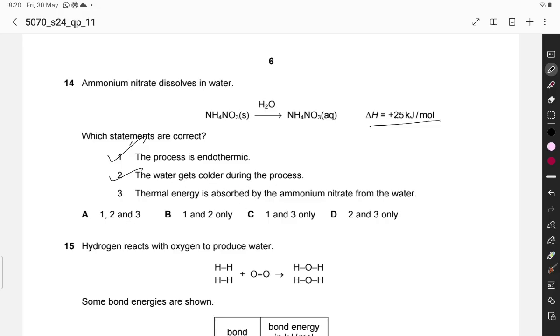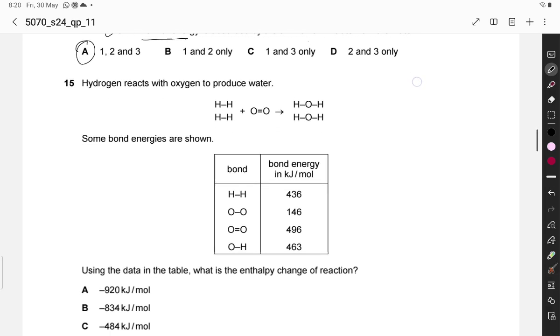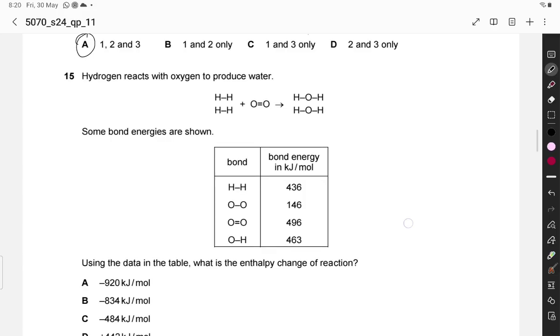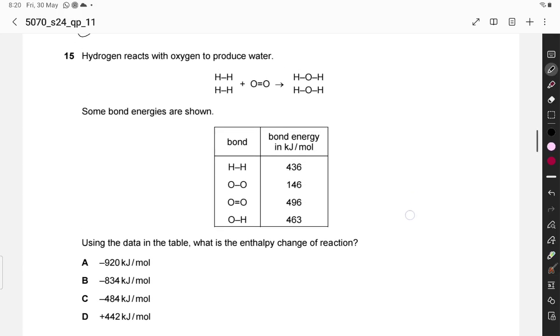Thermal energy is absorbed by the ammonium nitrate. Yes, it is correct. Heat is absorbed by the ammonium nitrate from the water. So this is also a correct statement. So A option, 1, 2, 3 are correct. So A option is correct. Hydrogen reacts with oxygen to produce water. Some bond energies are shown. Using the data in the table, what is the enthalpy change of reaction?